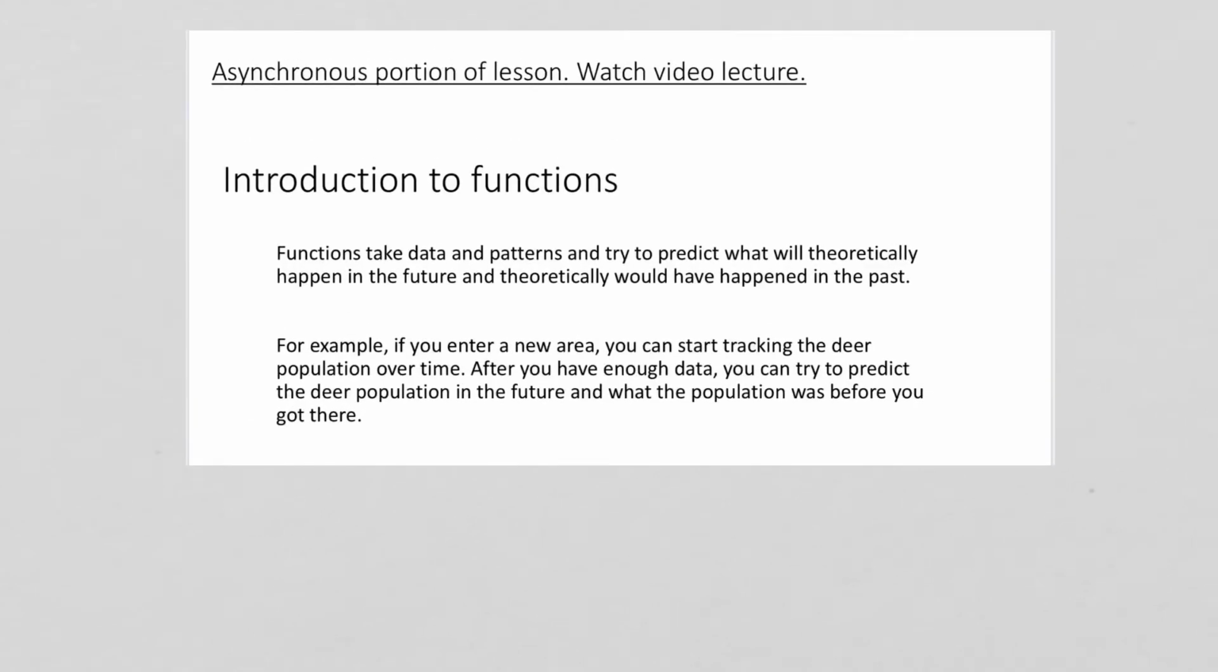We're going to be talking about functions, as we started talking about in class today. What we talked about with functions is that they're predictive. They help us make predictions about what will happen in the future or what could have happened in the past, given a set of data.